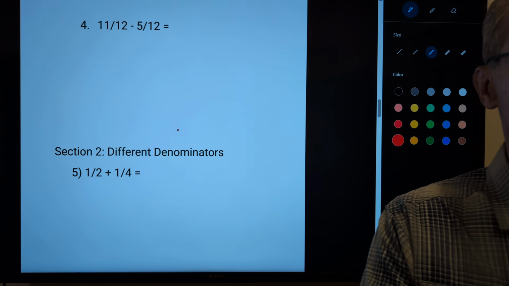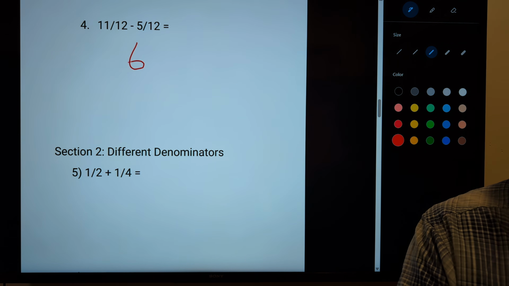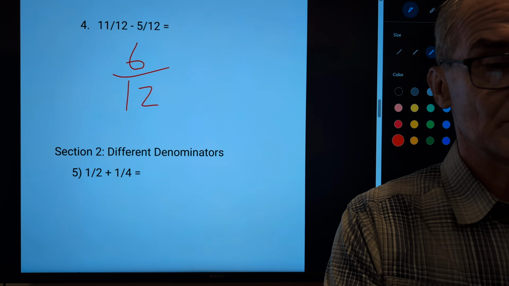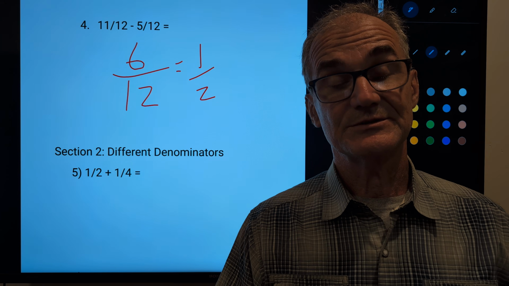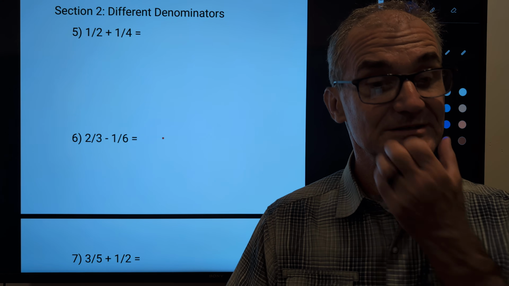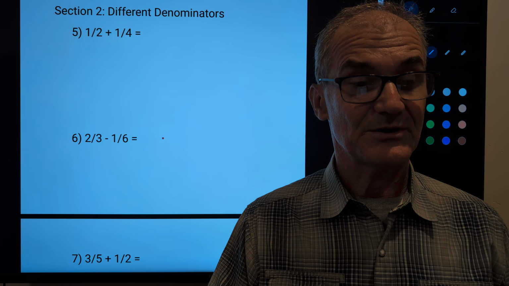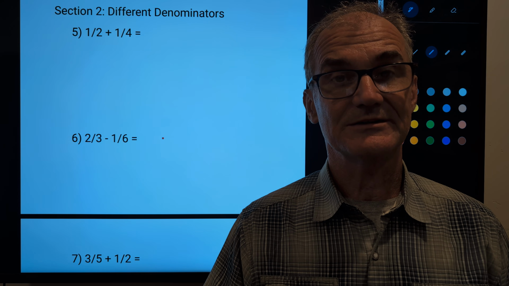I have 11/12 minus 5/12. That is going to give me 6 over that common denominator 12. 6 goes into 6 1 time, into 12 2 times. Reduce 6/12 to 1/2. Right, let's start a new section. Different common denominators. Go ahead, pause the video, give these 2 a try. Unpause the video, watch how I do them.